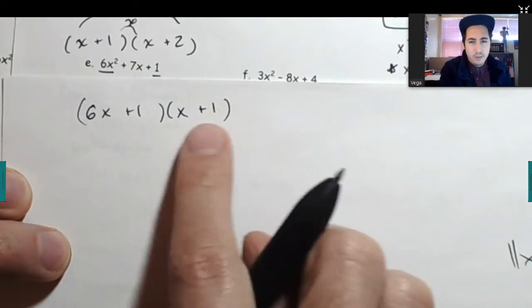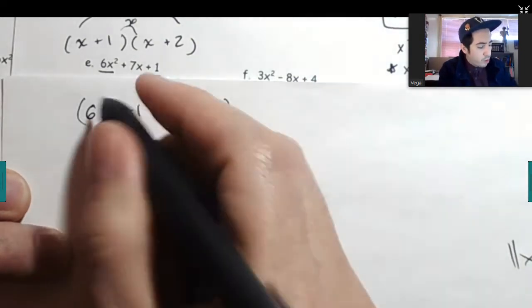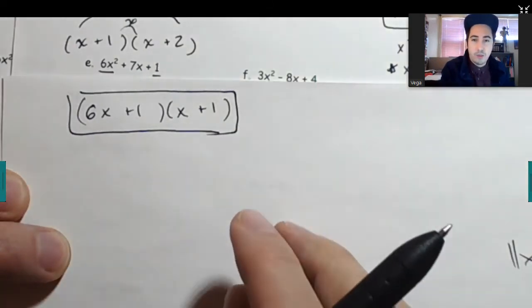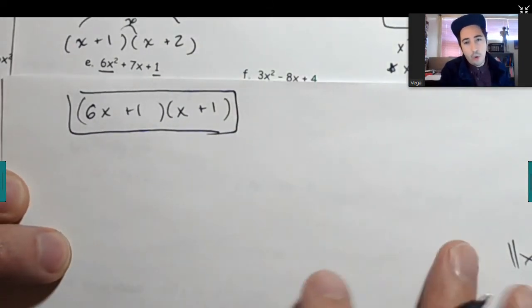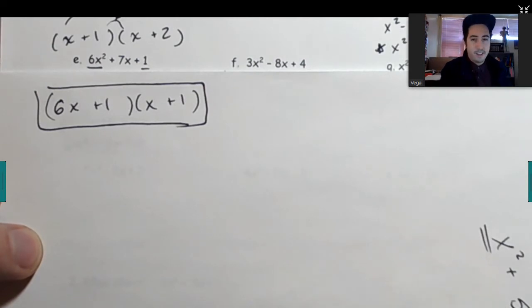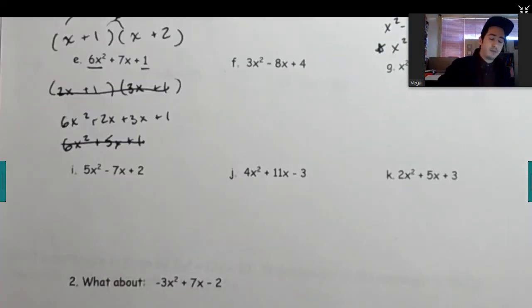So, still, it's plus 1, the same thing. And then if you were to FOIL that out, you get that's the answer. Right? So 6x plus 1 times x plus 1. You're not always right the first time. So there's that. Okay, next problem.